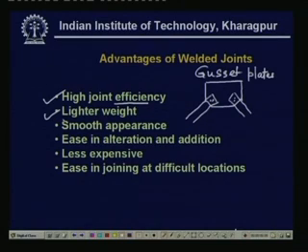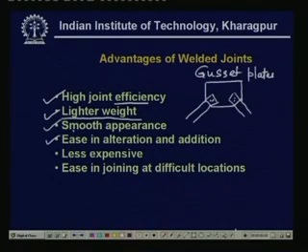Now, in welding, of course, the weight is lighter. Then the third point is smooth appearance, because the welded joints could be given a machine finish, maybe by grinding or by some machining, sorry, chipping operations. So, therefore, the joint appears to be very smooth. In modern fancy cars or in automobiles, various types of welded joints are used.